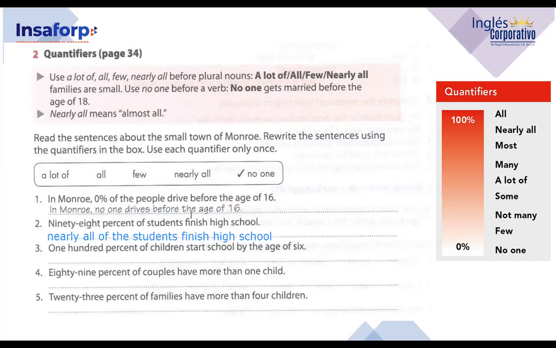Jose. So entonces, ¿qué es lo que hago acá? Well, sustituyo, right? Este es la first information that I have, which is this one, the percentage. Y lo que voy a utilizar es un quantifier, una palabra quantifier, para indicar algo que sea similar a ese 99%. Yo no quiero decir 99%. Entonces, what I say is, nearly all of the students finish high school.